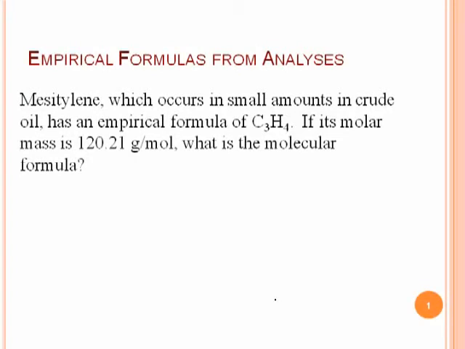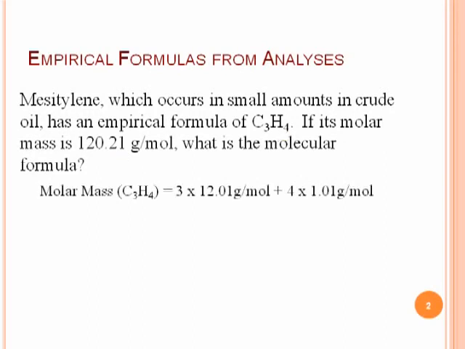If we look at this example, we have mesitylene, which occurs in small amounts in crude oil and has an empirical formula C3H4. If we know the compound has a molar mass of 120 grams per mole, what is the molecular formula? The first thing we need to do is add up the molar mass of the C3H4 unit, and that's going to tell us how many of those go into the molar mass.